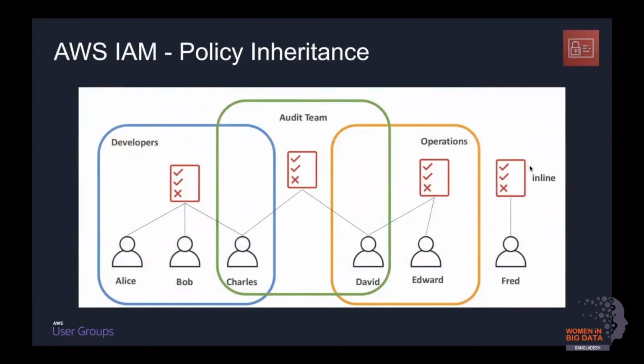This is how inheritance works. One of the important things of IAM is also inheritance. Let's say, for example, there is one user who is part of, let's say, 2 groups or 3 groups.